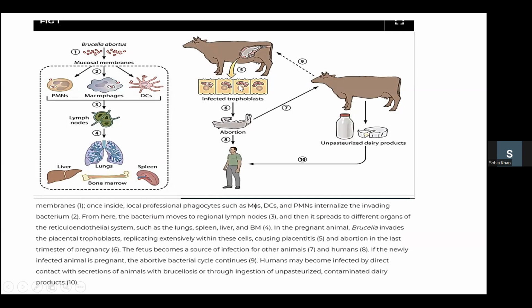When Brucella enters the mucous membranes, we know that polymorphonuclear neutrophils, macrophages, and dendritic cells help in internalizing the invading bacterium. From here, the bacteria moves to the regional lymph nodes, and then it spreads to different organs of the reticuloendothelial system, such as the lungs, spleen, liver, and bone marrow. And one more interesting part is that this erythritol compound is only present in the animal placenta and not in the human placenta. So, yeah.